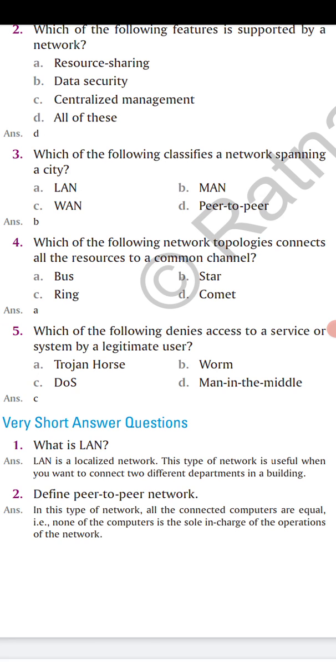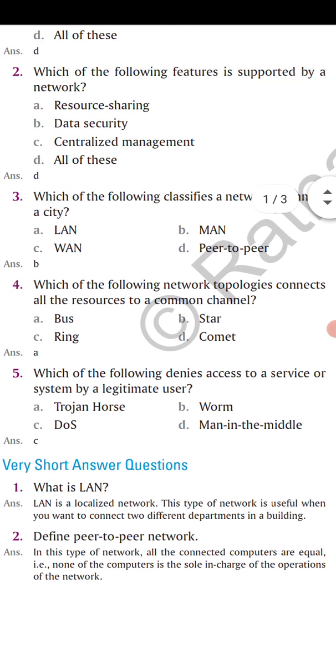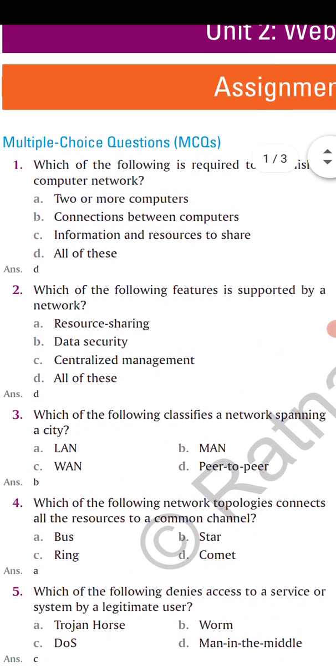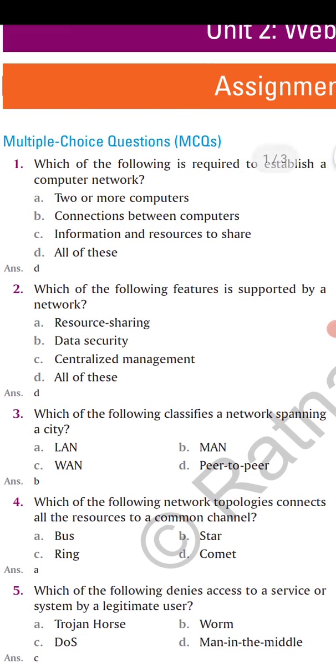And the next one is: which of the following denies access to a service or system by legitimate users? It means which of the following denies access to a service or system. You can see the answer: this is DoS, denial of service, not disk operating system. You will find there are only command-based services, and in this way you will solve it. These are the 5 MCQs, multiple choice questions.